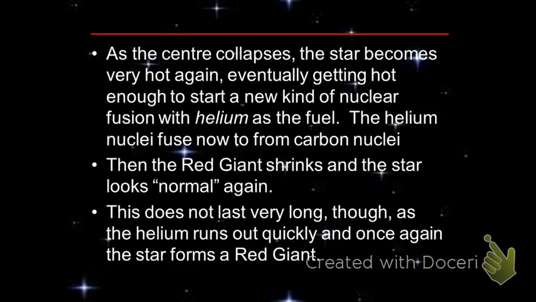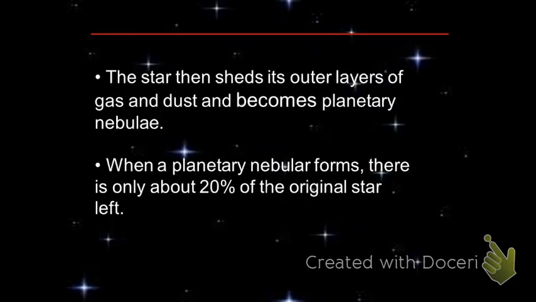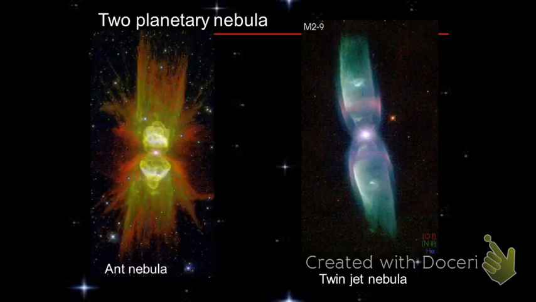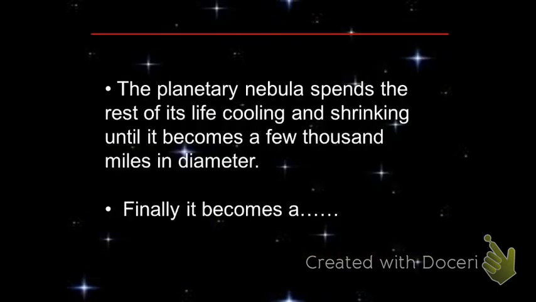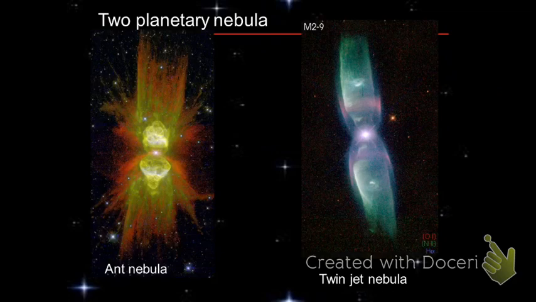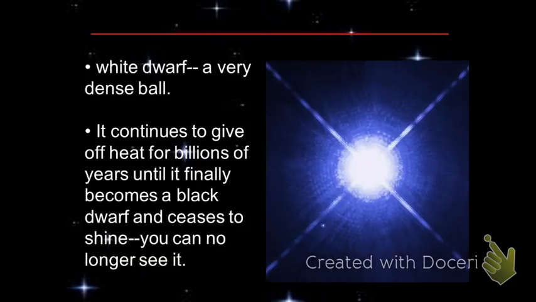It runs out quickly, forms a red giant again, basically becomes a planetary nebula, and it's only about 20% of the original star. And then the star ends up doing that. That is pretty, isn't it? The one on the right. At the very end of this entire sequence, it can become a white dwarf.